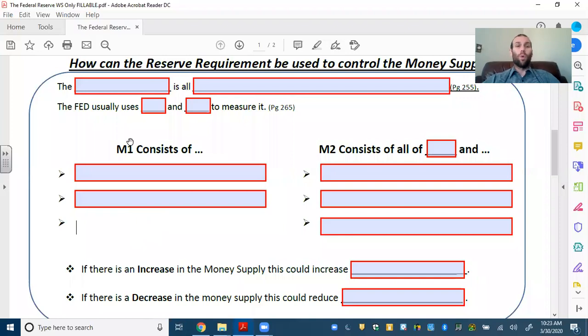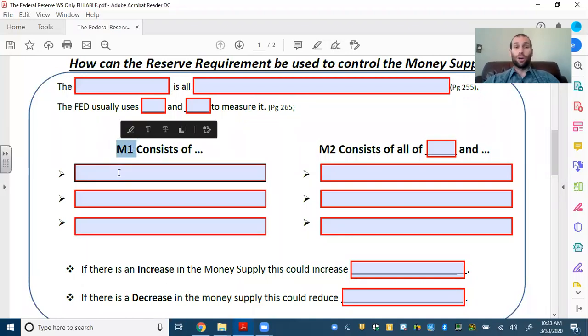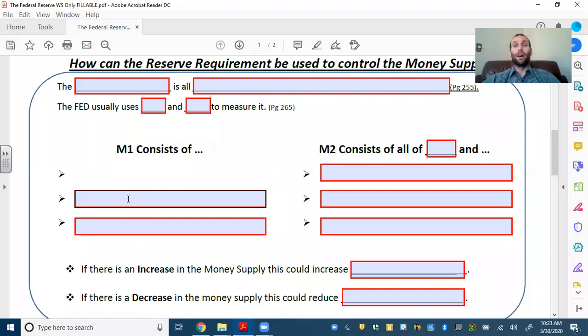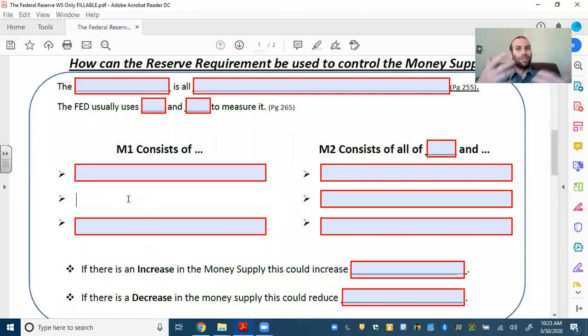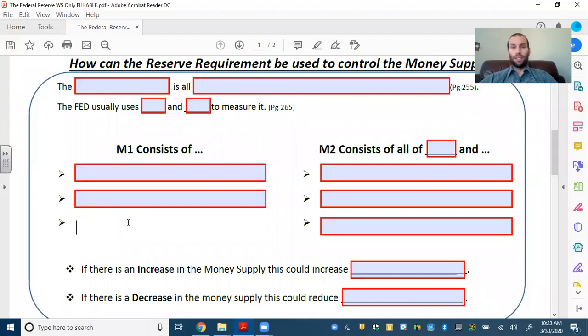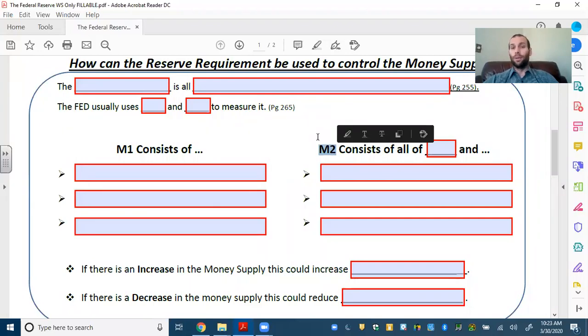So remember, M1 consists of physical currency. It consists of demand deposits, which is your checking account, and it consists of traveler's checks. The other thing that the Federal Reserve uses to measure the money supply is something called M2.